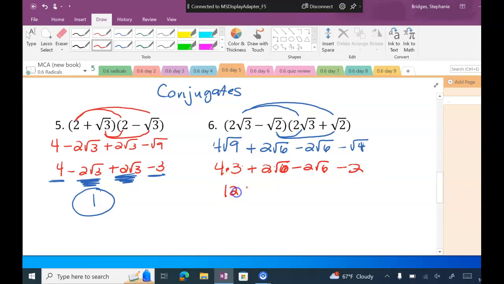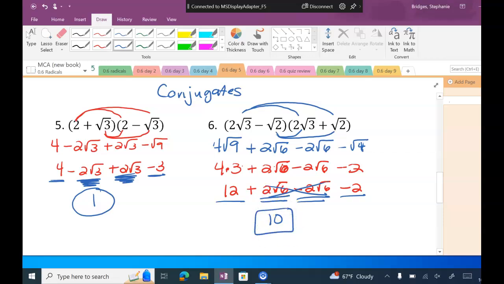4 times 3 is 12. And then I can combine my like terms. The two parts that don't have radicals are a 12 and a minus 2, which is going to give me 10. And then a positive 2 square roots of 6 and a negative 2 square roots of 6 cancel each other out. So we're left with just 10. We're going to need to remember that tomorrow, just FYI, about multiplying conjugates and our radicals disappearing.